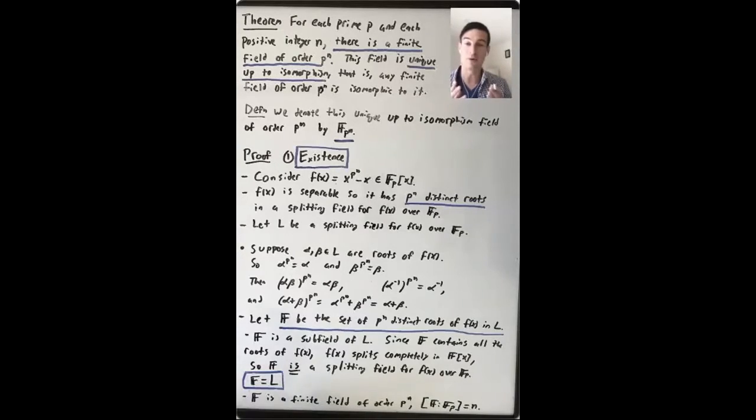In the first part of this lecture, we'll discuss existence and uniqueness for finite fields. So what are we going to prove? We'll prove that for every prime p and every positive integer n, there is a finite field of order p to the n. And then we'll prove that this finite field is unique up to isomorphism. That is, if you have any finite field of order p to the n, it is isomorphic to this finite field of order p to the n that we're going to construct.